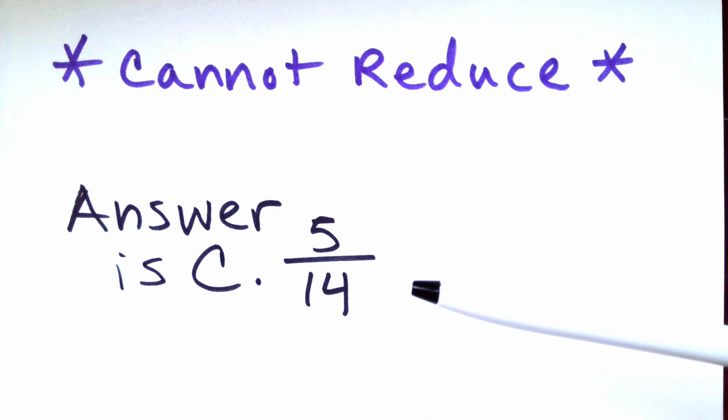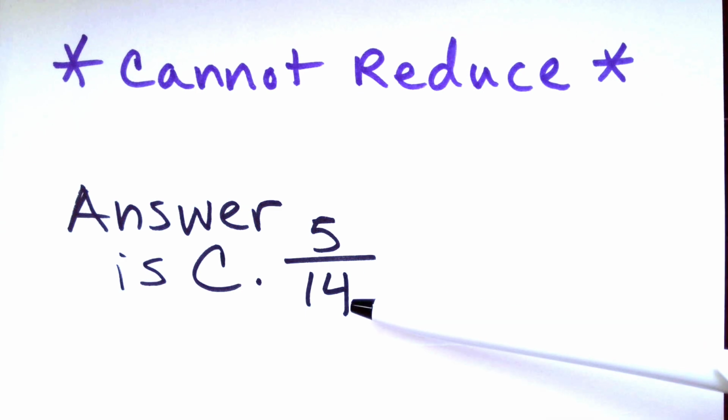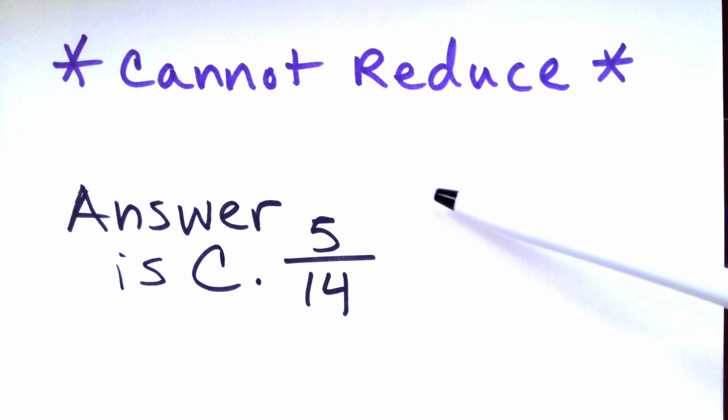So what does this fraction mean? Well, out of 14 coins, you would be able to draw or pull out 5 green and purple coins, right? 5/14. Math is easy. Take it step by step.